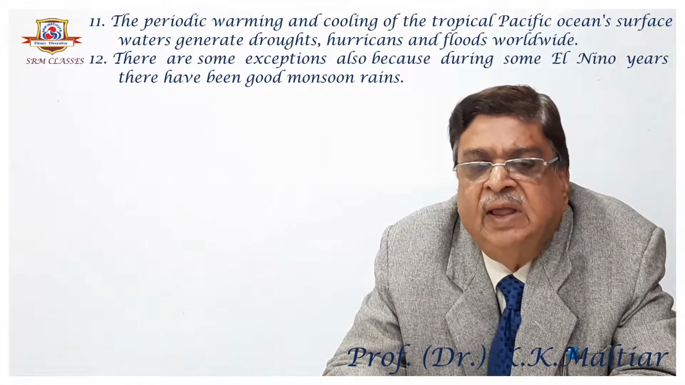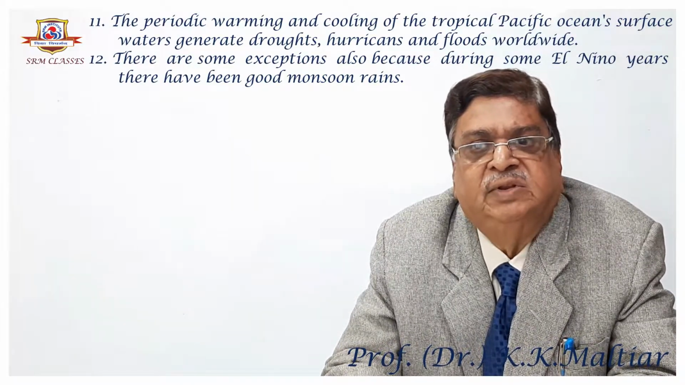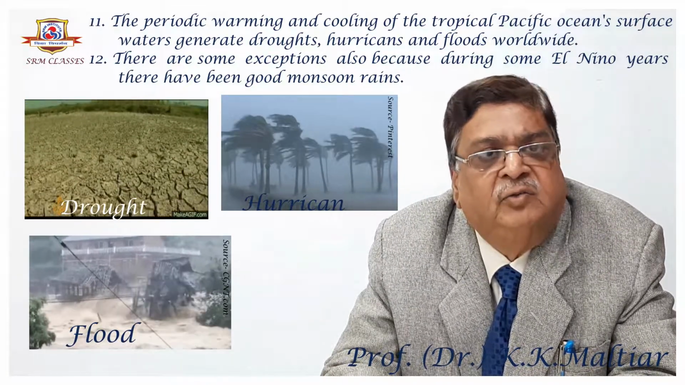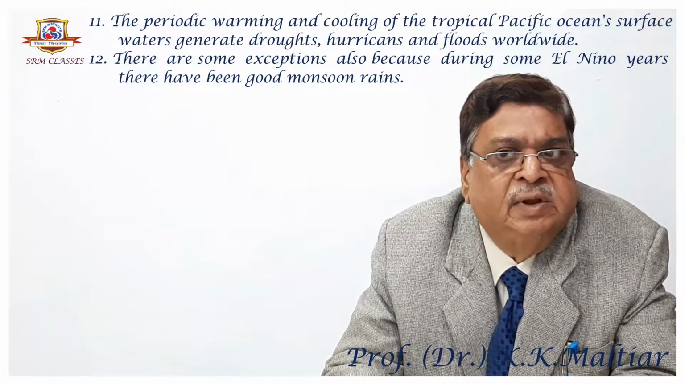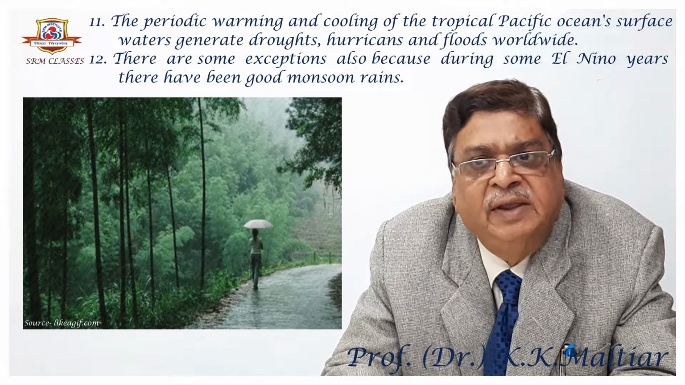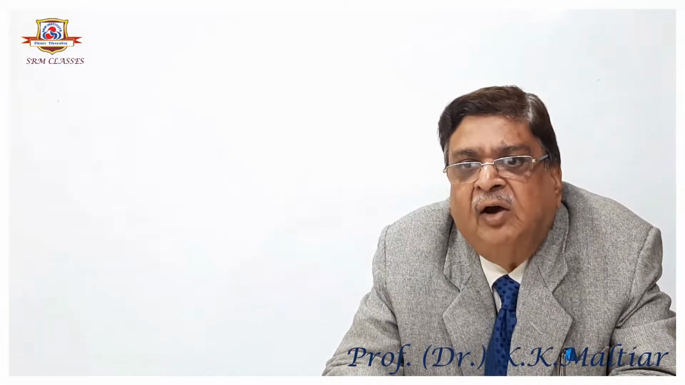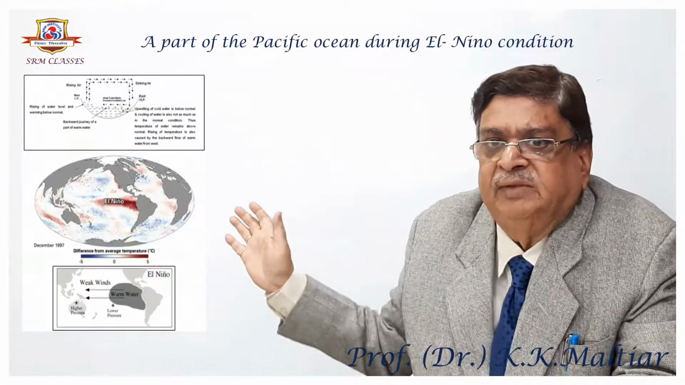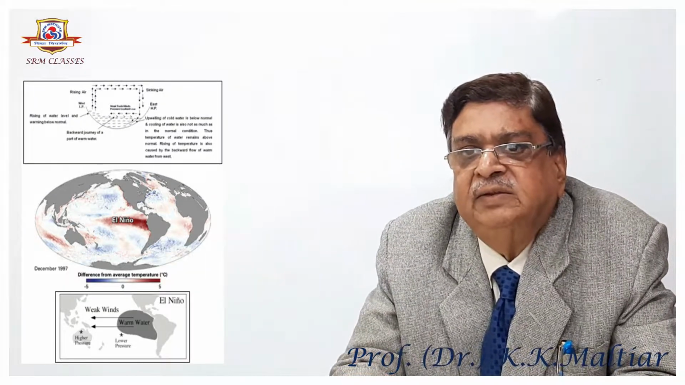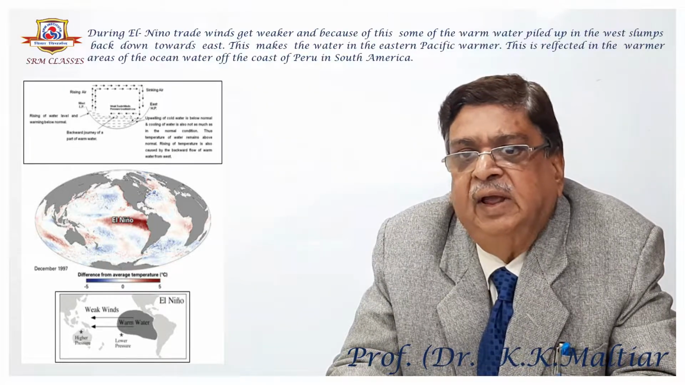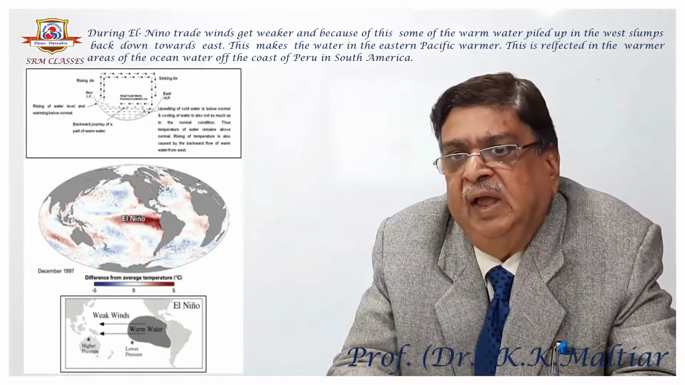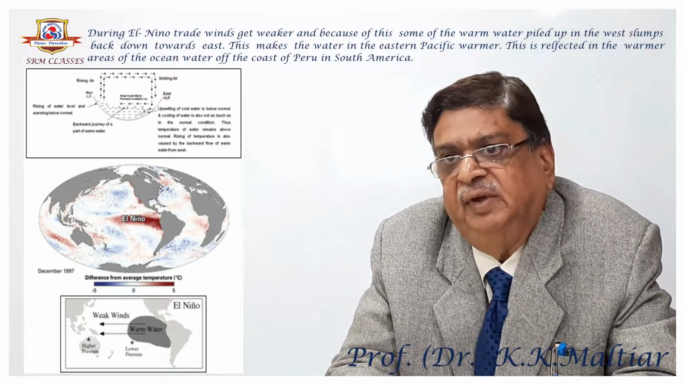The periodic warming and cooling of the tropical Pacific Ocean surface waters generate droughts, hurricanes, and floods worldwide. There are some exceptions also because during some El Nino years there have been good monsoon rains. Now we can see a part of the Pacific Ocean during El Nino condition. You can just visualize how the wind gets weaker and there are warm areas in the Pacific Ocean to the west of South America.